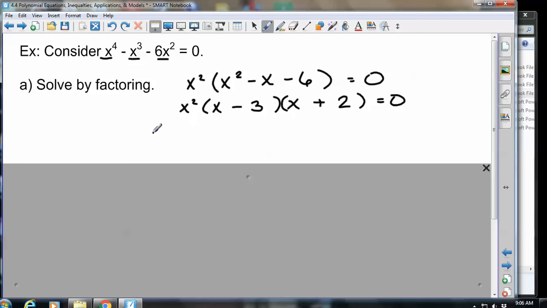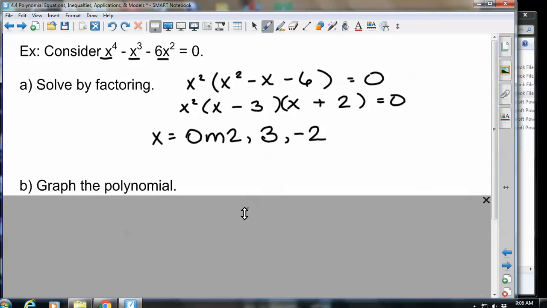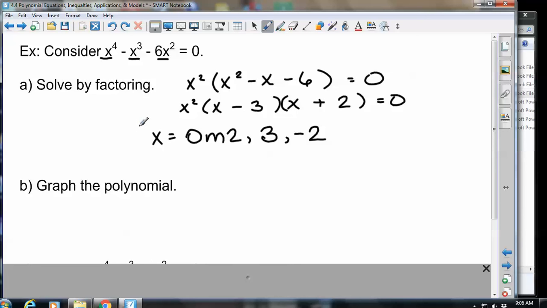Can we get our solutions now? X squared, what makes that 0? 0, but because it's squared, I'm going to put multiplicity 2. X minus 3 would give me a 3. X plus 2 would give me -2. Notice the original was x to the 4th, so that means I should have 4 zeros, and I got them: 0 twice, 3, and negative 2.